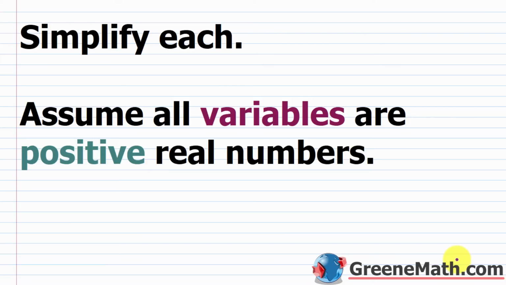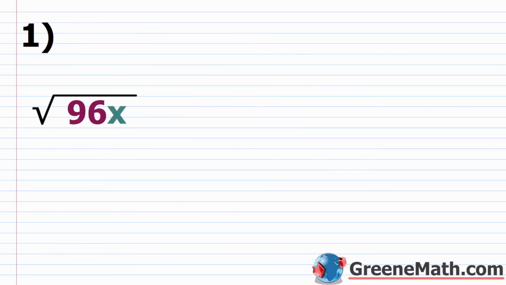All right, let's take a look at our practice test. We're told to simplify each. And for our problems today, we're going to assume that all variables are positive real numbers. So this is going to stop us from needing to use absolute value bars. Okay, let's look at the first problem.